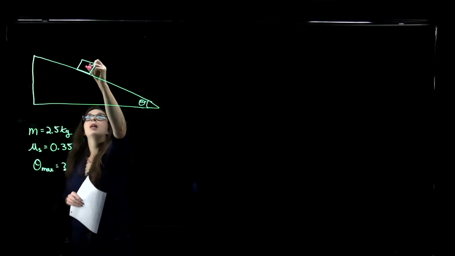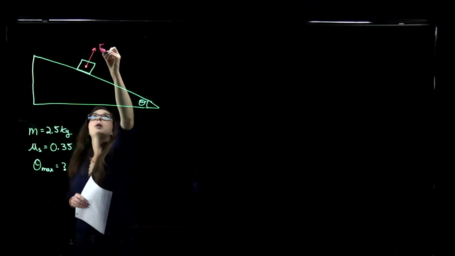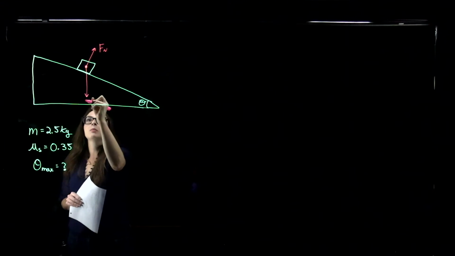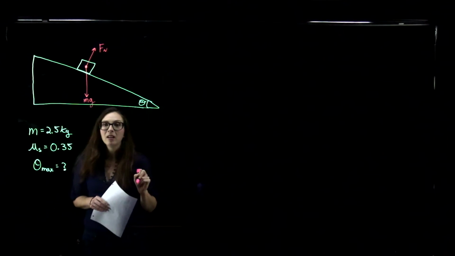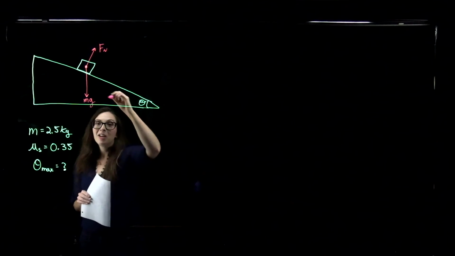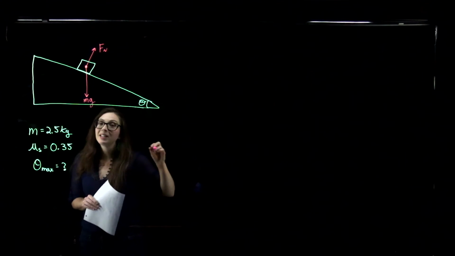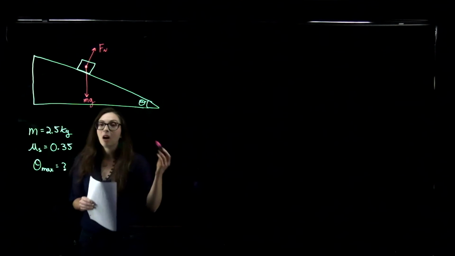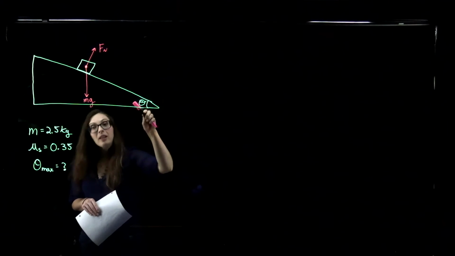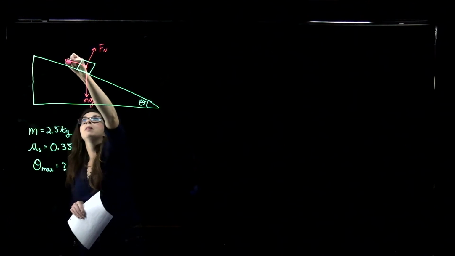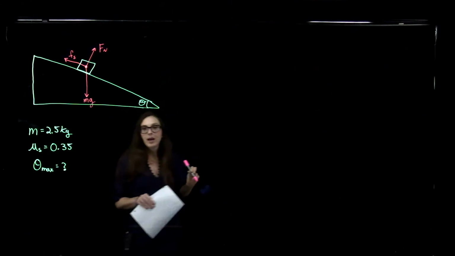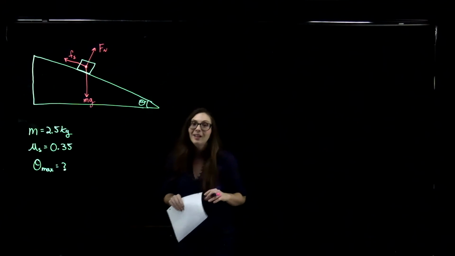So we have our block here. We've got the normal force perpendicular to the surface. We've got the weight of the object, its mass times gravity, pointing downward. Okay, and then we have static friction. Remember that friction is always opposite the direction of motion. The forces of friction are always opposite the direction of motion. So this block is going to want to slide down the plane. So that means the force of static friction is going to be pointing up the plane. And I'm going to write it as little f sub s. So the pink here, that's the free body diagram for my block on the inclined plane.